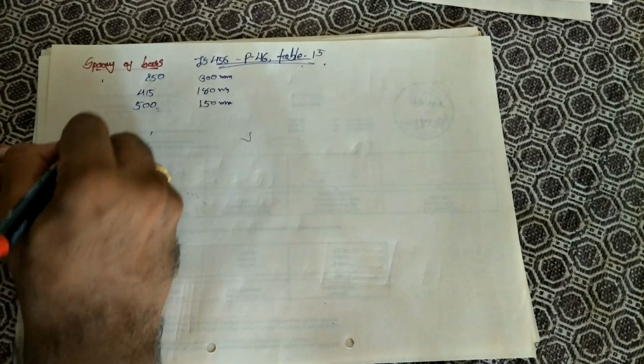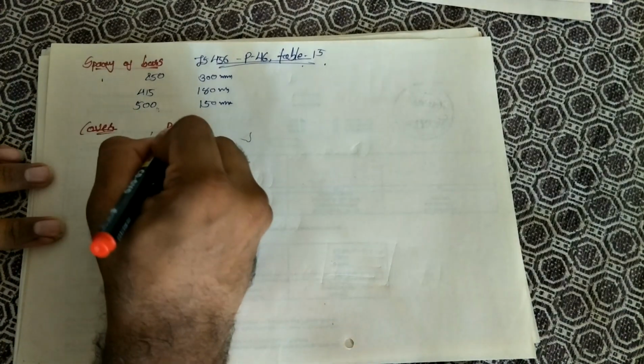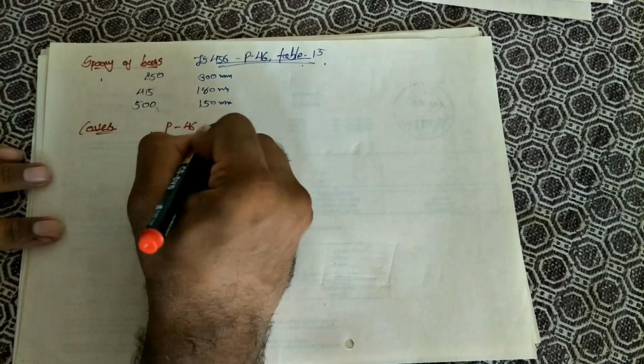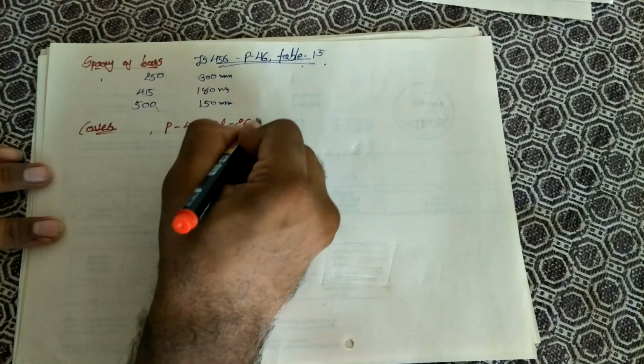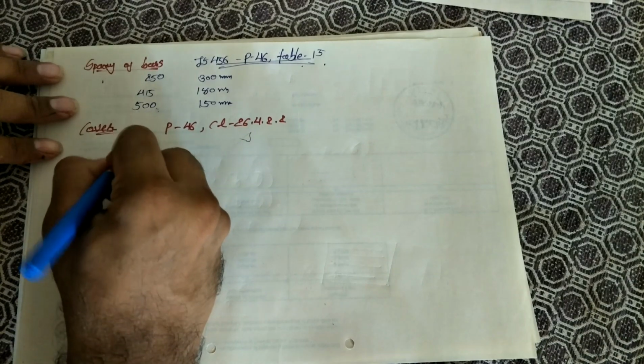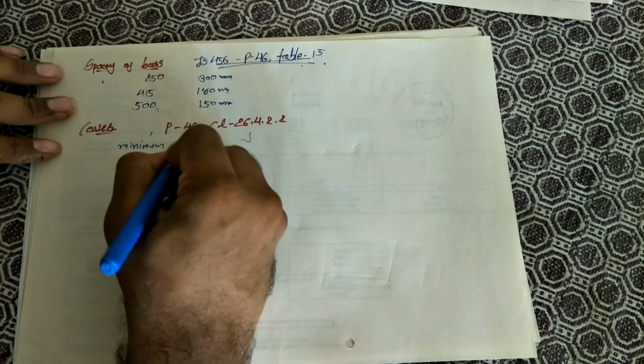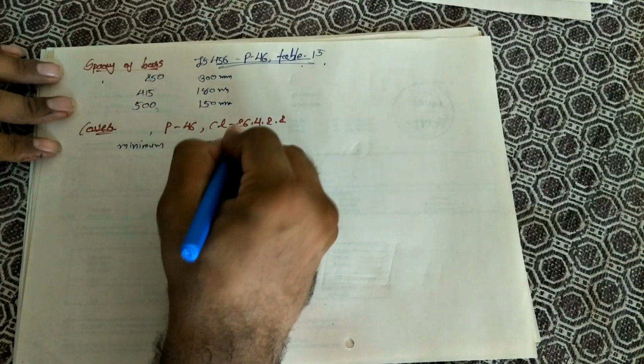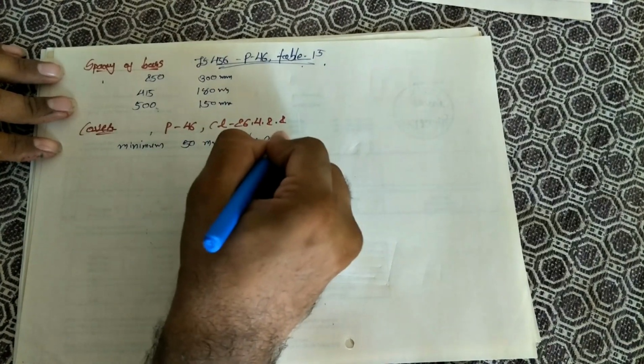Now what is the cover we will provide? That is also given in IS 456, page number 46, cover for the footing, clause number 26.4.2.2. So a minimum of 50 mm clear cover is required for a footing. So this is all about the spacing of your bar and cover.